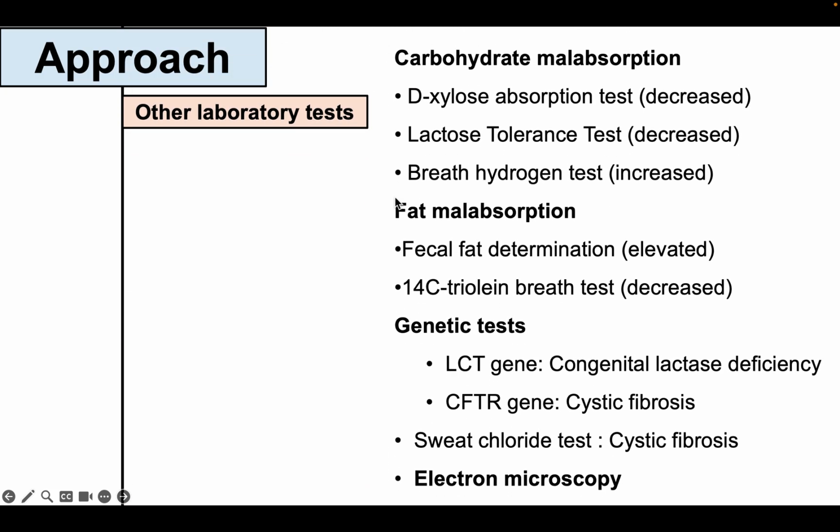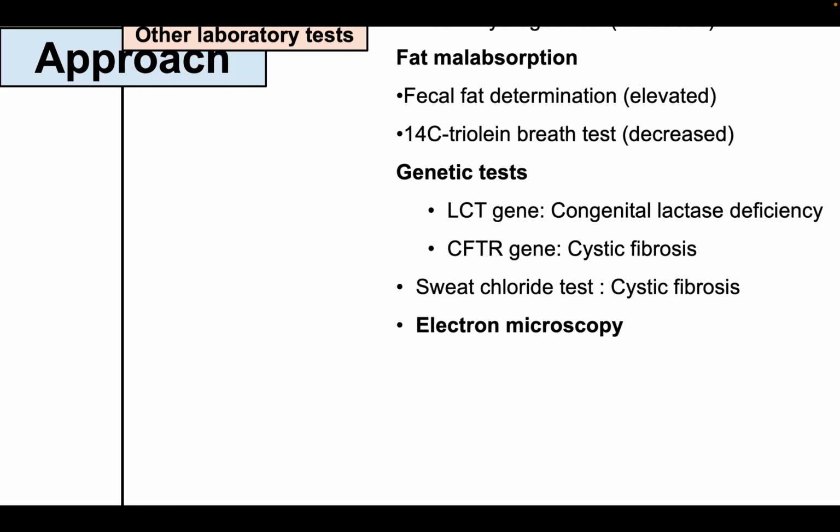Next are other laboratory tests, like the carbohydrate malabsorption tests: D-xylose absorption test, lactose tolerance test, breath hydrogen test. Then for fat malabsorption, you can do fecal fat determination or the 14C triolein breath test. Then genetic tests you can run for conditions like congenital lactase deficiency, where the LCT gene is mutated, and the CFTR gene mutated in cystic fibrosis. And you can run the sweat chloride test for cystic fibrosis and electron microscopy for microvillus inclusion disease.